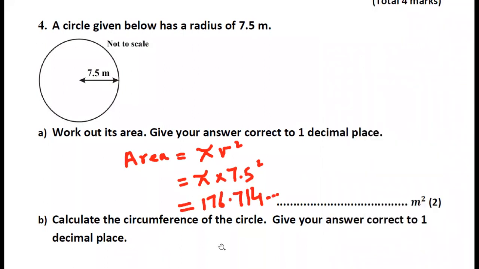176.714... I'm interested up to 1 decimal place, so 176 and 0.7. So that's why I'm going to look at the immediately next digit, which is 1. As 1 is not 5 or bigger, that's why I will write 176.7 meters squared.